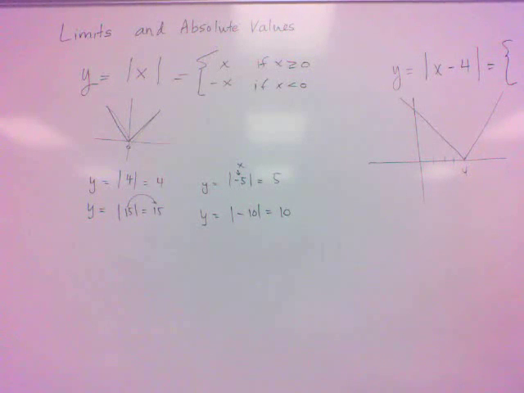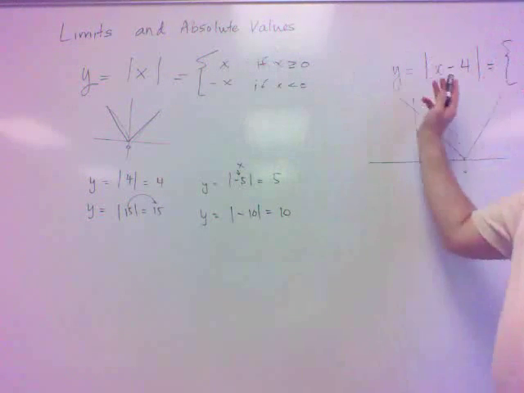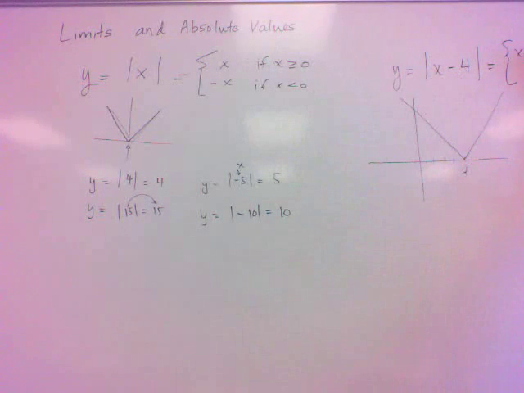Now, what happens then to this? Well, instead of x, I've got x minus 4, so that translates over here. If x is greater than or equal to 4, it's x minus 4. What about for x less than 4? Well, it's the opposite of the x minus 4, which of course is going to mean minus x plus 4. Okay? With me on that?